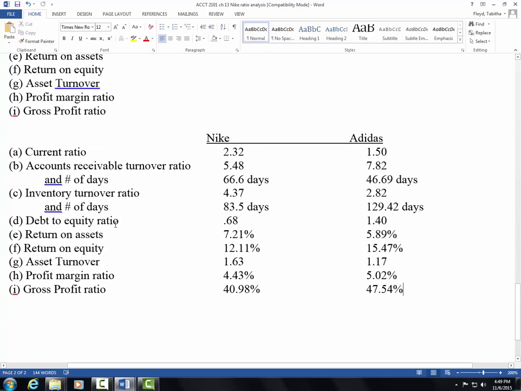I have all the ratios here for Nike. These are the ratios in this first column that you should have computed using Nike's balance sheet and Nike's income statement for 2011. We're going to compare those to the Adidas numbers, some numbers I just made up. We're going to compare and say whether Nike's better or Adidas is better in each of these ratios.